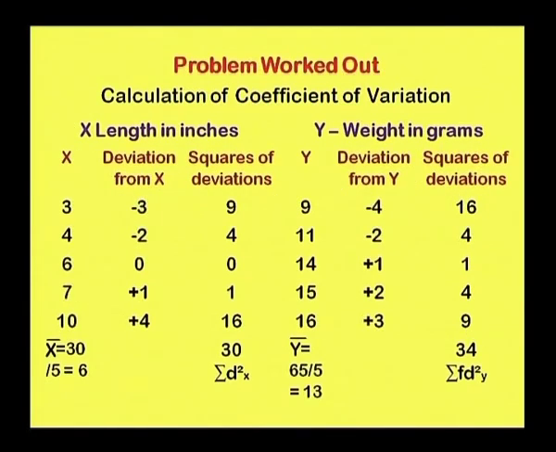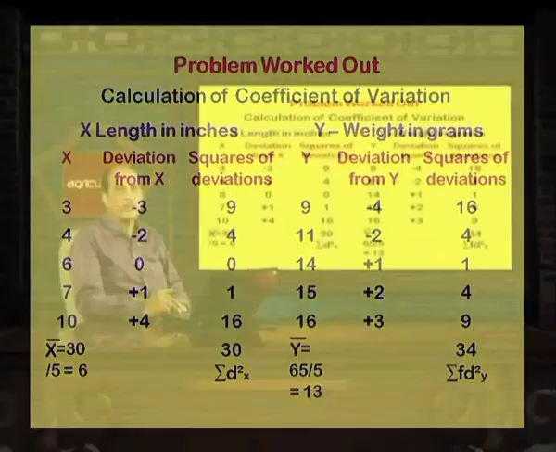Now, we calculate the coefficient of variation. For length in inches, x is 3, 4, 6, 7, 10. The total number of samples is 5. First of all, I would like to calculate the actual mean. The actual mean is 30 divided by the total samples, that is 5, so we get 6 as the actual mean. Then we calculate deviations: minus 3 for 3, minus 2, 0, plus 1 and plus 4. So far as the summation of deviations is concerned, it comes to nil because the deviations have been obtained with the help of the actual mean.